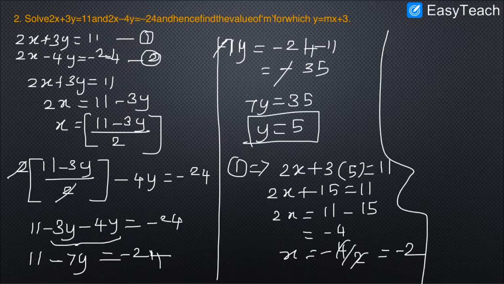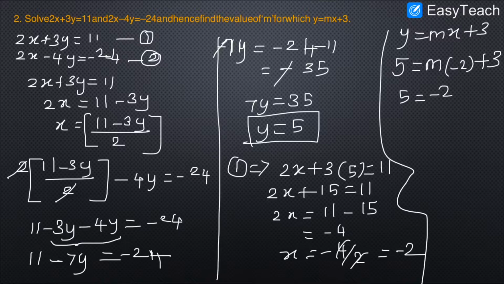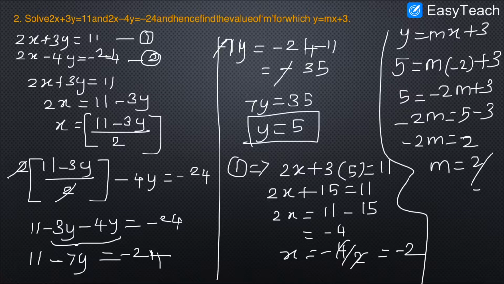So the minus 2 and 5 we are going to substitute in the equation y equals mx plus 3. For y we found 5. For x we found minus 2. So 5 equals minus 2m plus 3. So minus 2m equals 5 minus 3, minus 2m equals plus 2. m equals 2 by minus 2, which gives me minus 1.